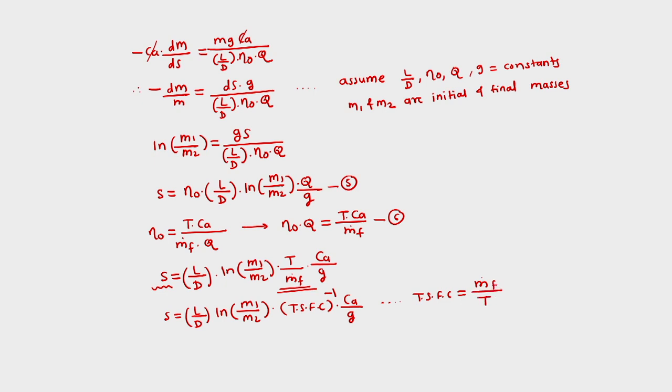So it is evident from this formula that for a given speed of the aircraft, range decreases if thrust specific fuel consumption increases. So range of the aircraft is inversely proportional to the thrust specific fuel consumption.